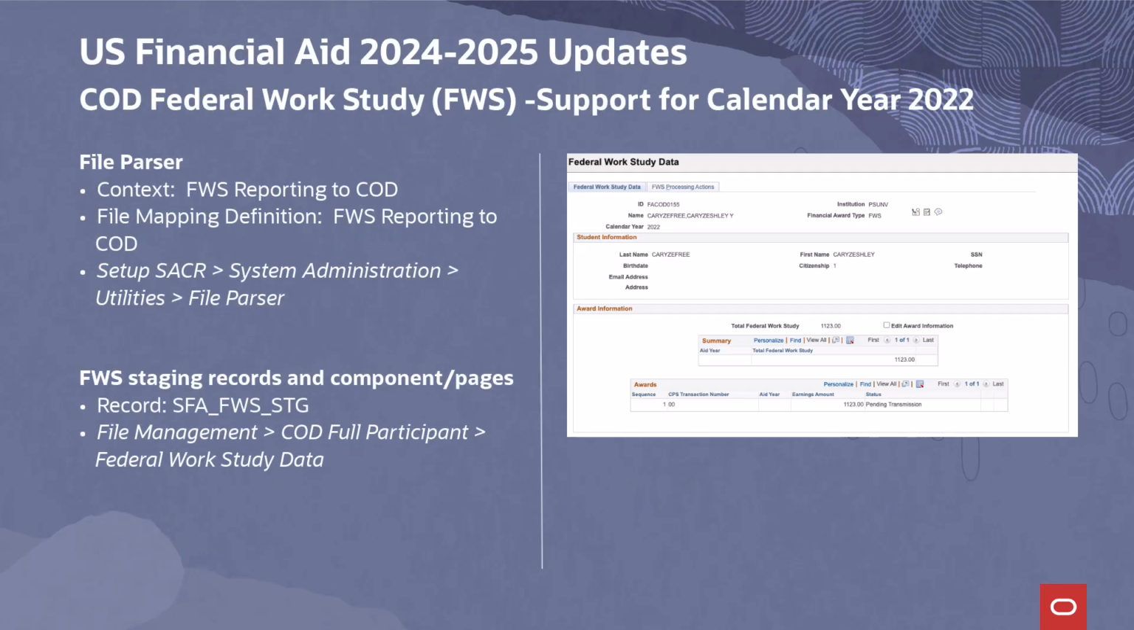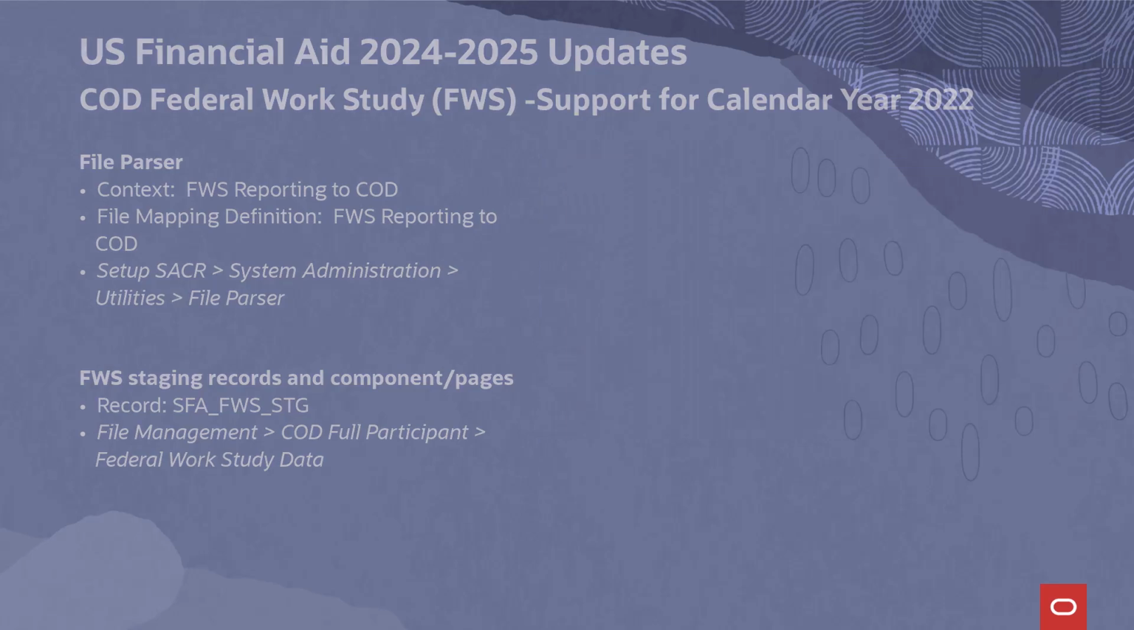We've delivered support for the Financial Aid Federal Work Study, FWS, feature for calendar year 2022. This support provides the Federal Work Study reporting to COD file parser context and file mapping definition, and adds the ability to load FWS data into FWS-specific staging tables and component pages to review and update loaded data.